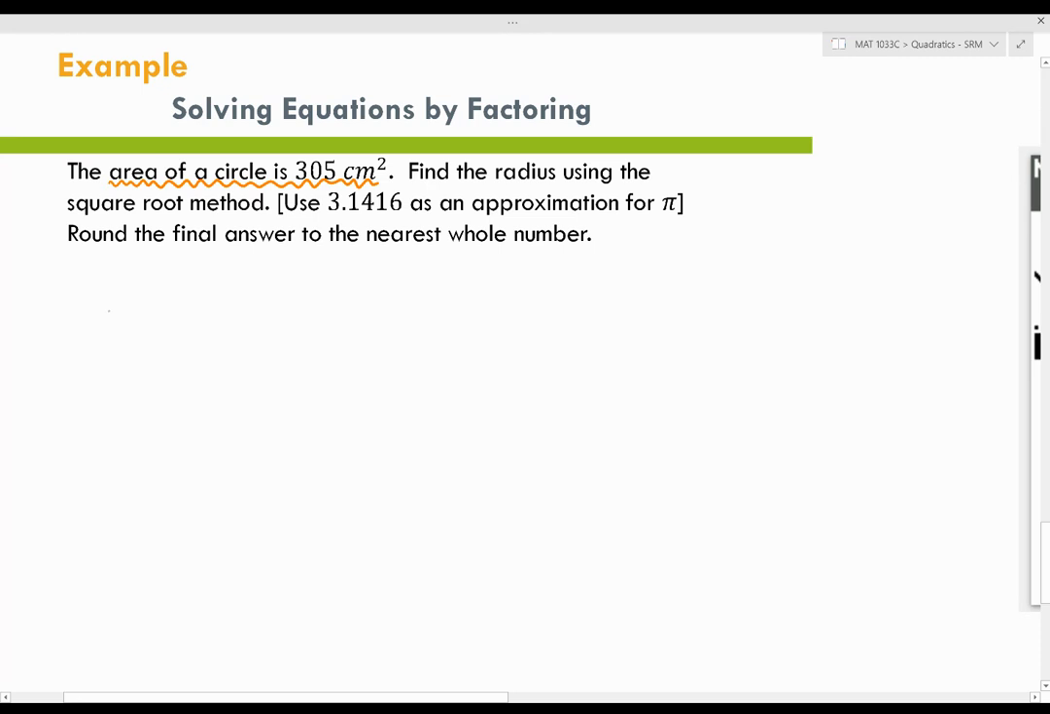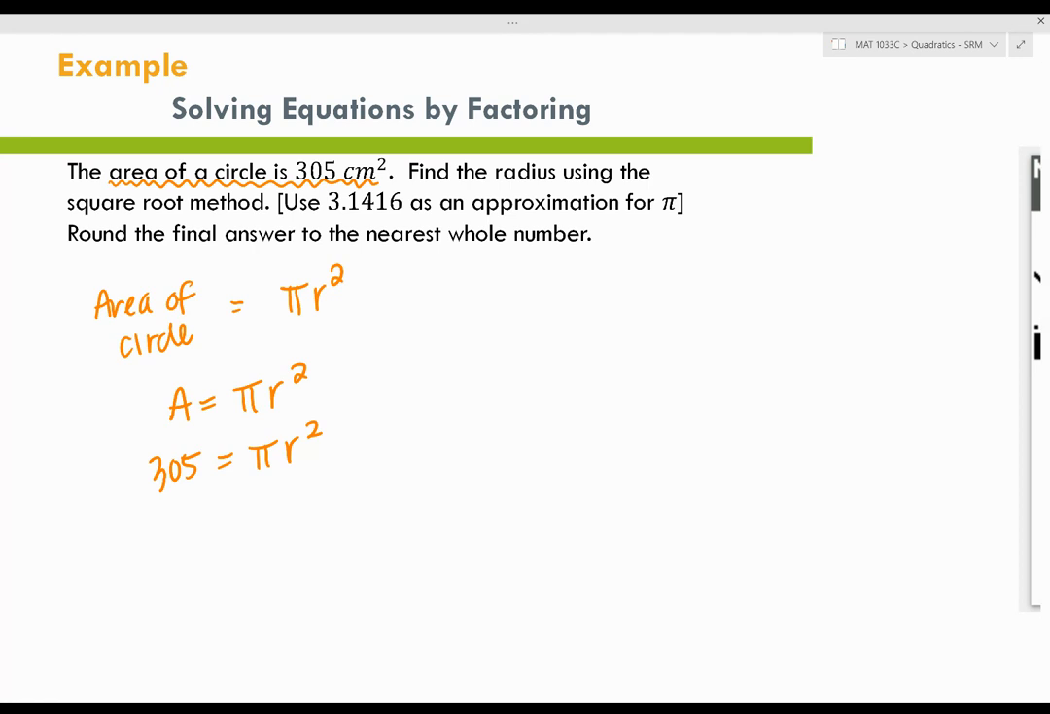Well, the area of a circle can be found as pi r squared. So our formula is A equals pi r squared. And they told us that the area is 305 centimeters squared. So if we're going to use the square root method to solve this, it means that the squared quantity needs to be isolated. So I'm going to divide both sides by pi. So that's going to give me 305 divided by pi equals r squared.